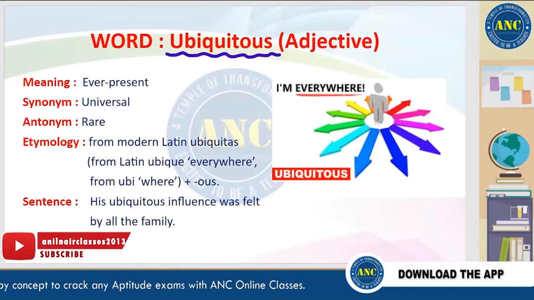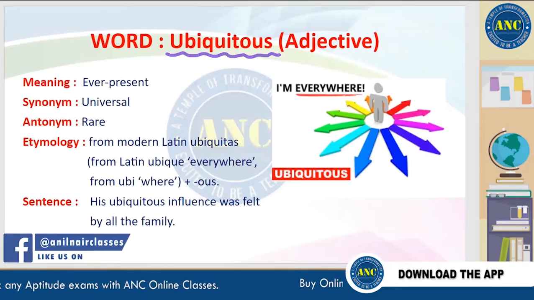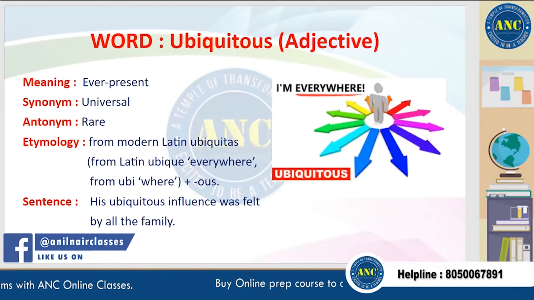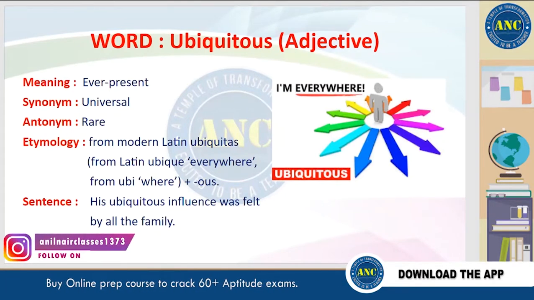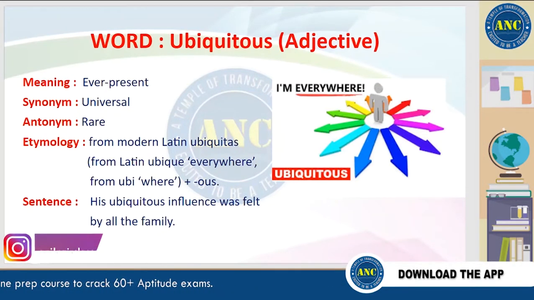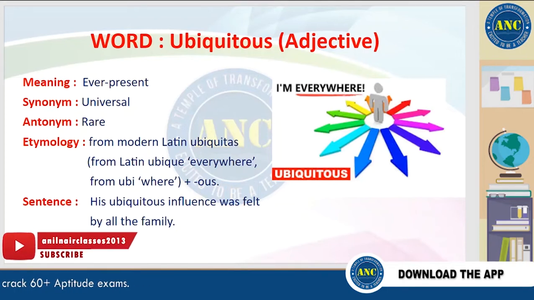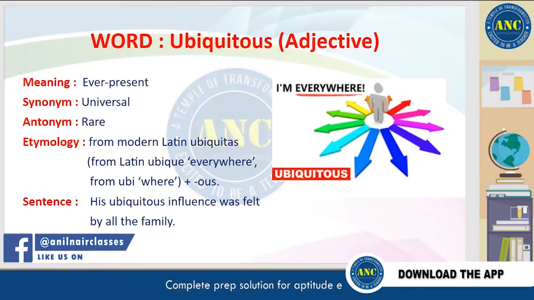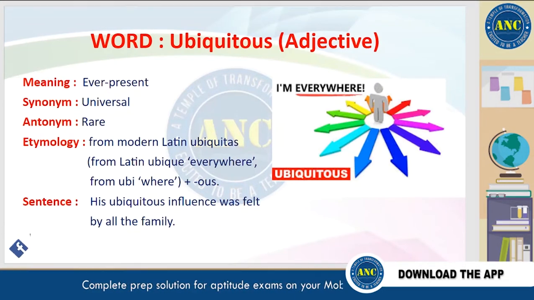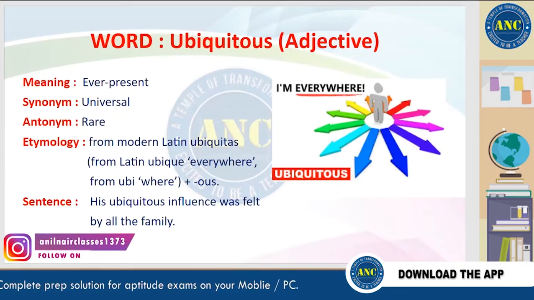The next word is ubiquitous. Ubiquitous means ever present. A synonym for this word is universal, and an antonym is rare. It is derived from a Latin word which means everywhere. A sentence for this word is, his ubiquitous influence was felt by all the family.